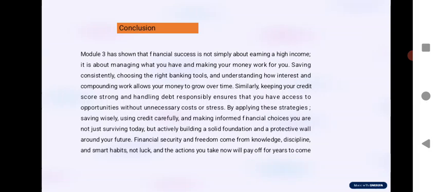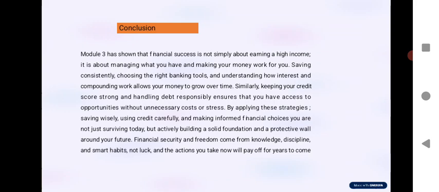Now, in this module, you have learned that financial success is not simply about earning a high income. It's about managing what you already have and making your money work for you. Save consistently, choose the right banking tools, and understand how interest and compounding work. This allows your money to grow over time. So, financial security and freedom come from knowledge, discipline, and smart habits. It's not just about luck.